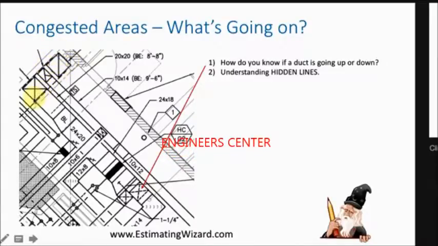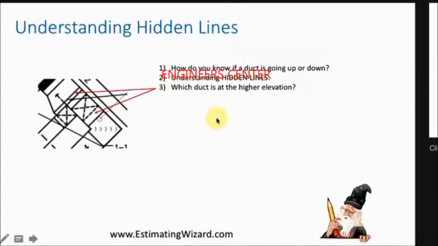So these are ducts in a riser. There's a shaft right here. And so that duct comes out and makes its way to this heating coil, HC, heating coil. And then right at this point, we're going to try to determine what's going on here. So this is to help you understand hidden lines. So how do you know if a duct is going up or down? Which duct is at the higher elevation between these two?